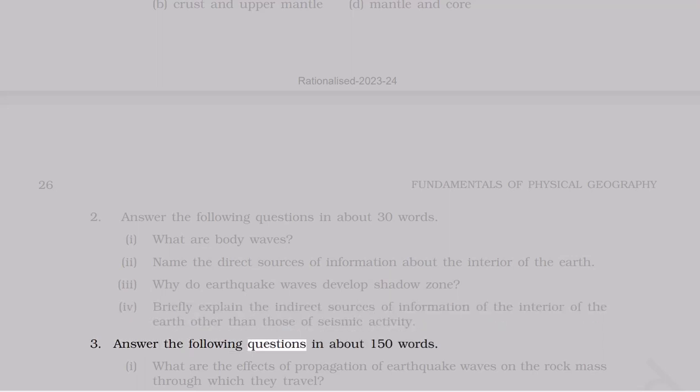3. Answer the following questions in about 150 words. I. What are the effects of propagation of earthquake waves on the rock mass through which they travel? 2. What do you understand by intrusive forms? Briefly describe various intrusive forms.